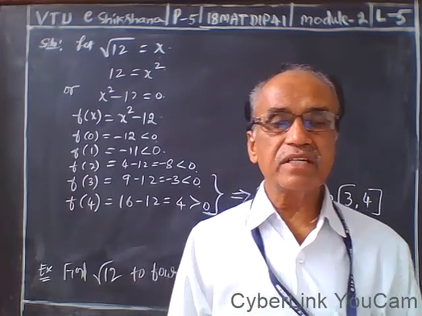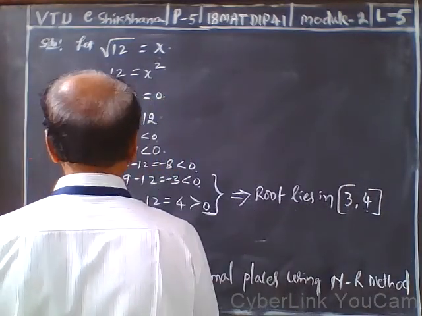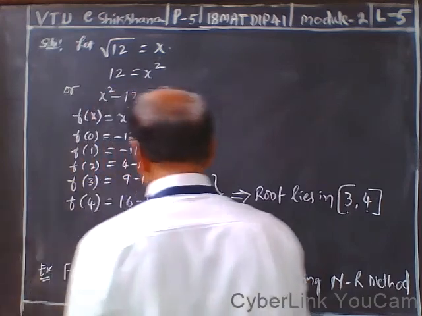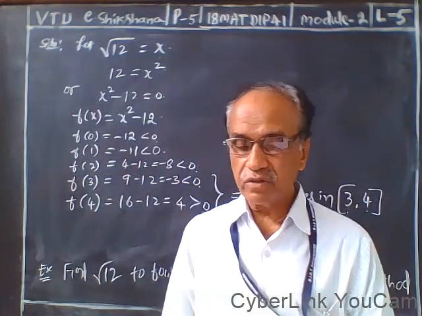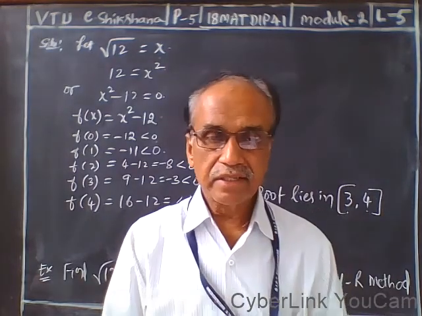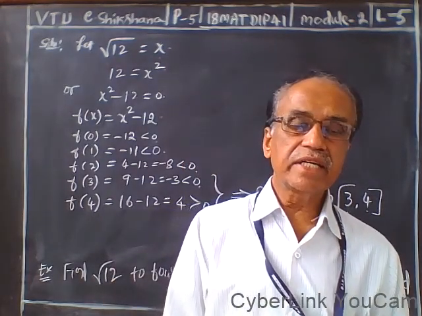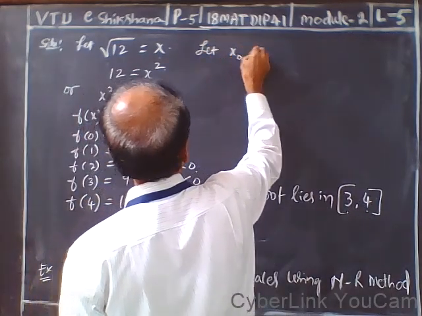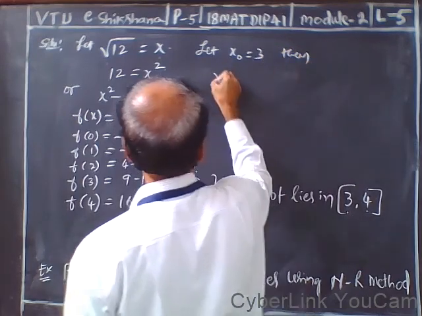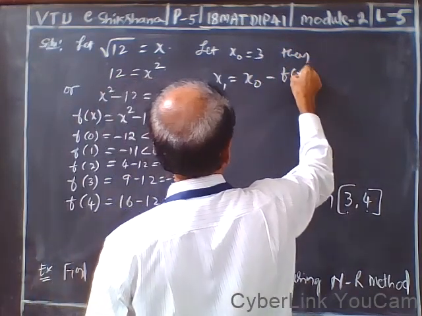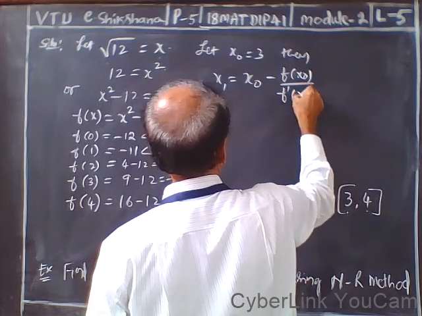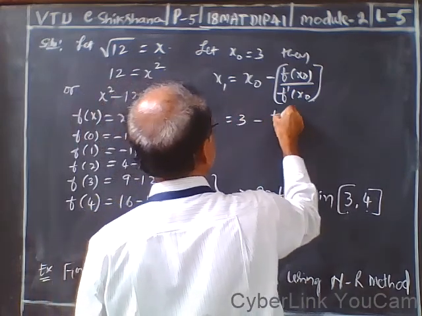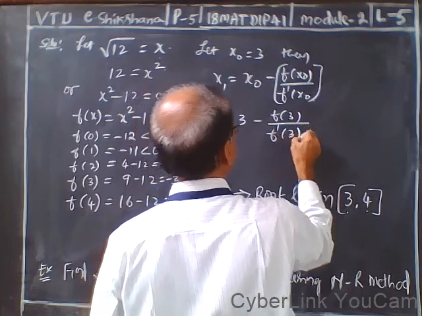Directly you can also verify by the calculator. Okay, then according to this, let me take the initial value x0 as 3. Then you start by taking differentiation, and also you can verify. So let x0 be equal to 3, then x1 is x0 minus f of x0 divided by f dash of x0. So this is equal to 3 minus f of 3 divided by f dash of 3.